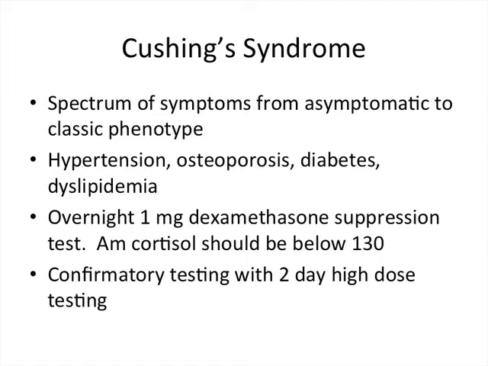Hypertension, osteoporosis, diabetes, dyslipidemia. The literature suggests the best screening test for an adrenal adenoma for Cushing's syndrome is the overnight 1 mg dexamethasone suppression test. It has a higher sensitivity and specificity than 24-hour urine cortisols. AM cortisol after that below 130 is very reassuring. False positives are possible still, though, with people with sleep disturbance, psychosis, and marked obesity. And there's confirmatory testing that can be done with a formal 2-day high-dose testing protocol.